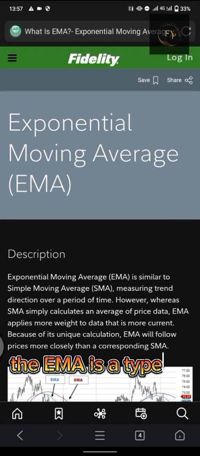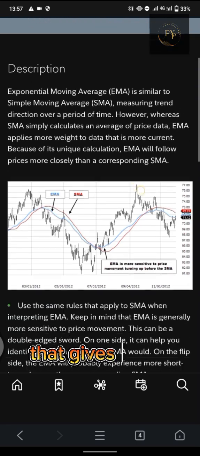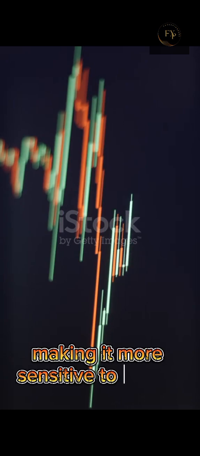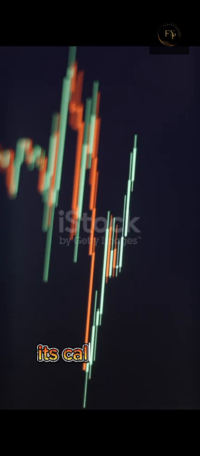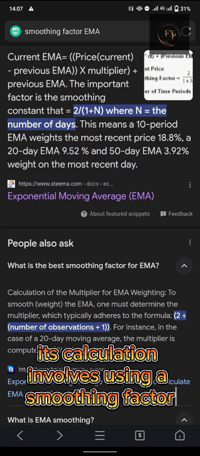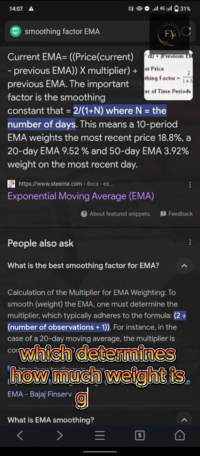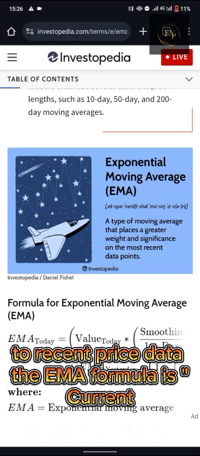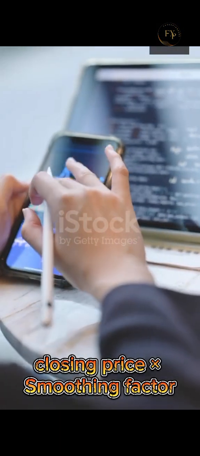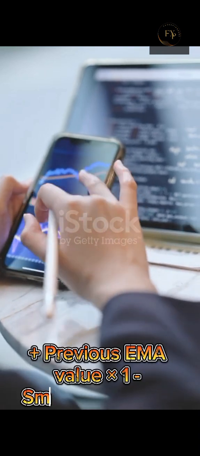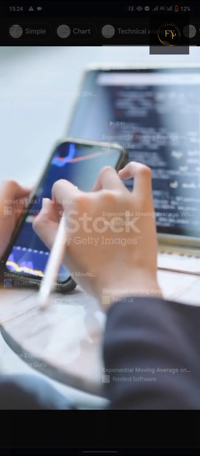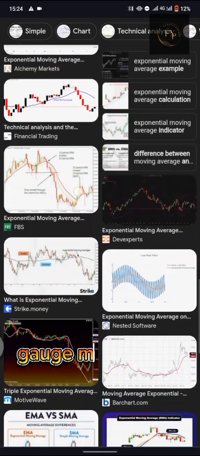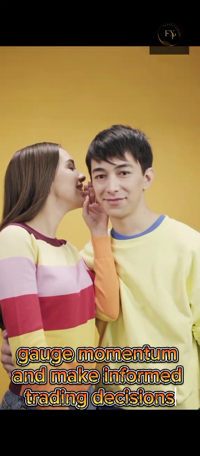The EMA is a type of moving average that gives more weight to recent price information or data, making it more sensitive to recent price movements. Its calculation involves using a smoothing factor, which determines how much weight is given to recent price data. The EMA formula is current closing price times smoothing factor plus previous EMA value times 1 minus smoothing factor. By using the EMA, traders can identify trends, gauge momentum, and make informed trading decisions.